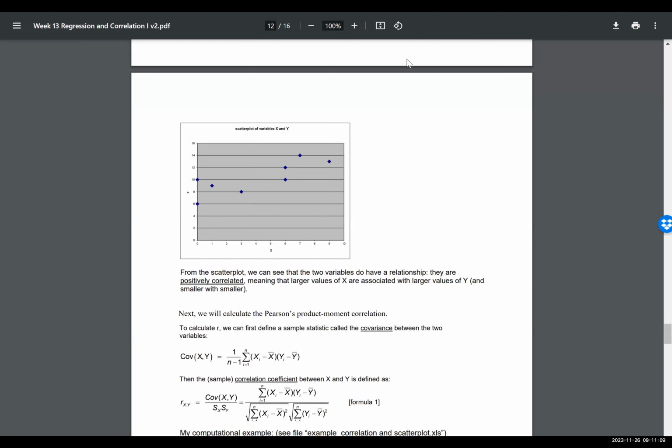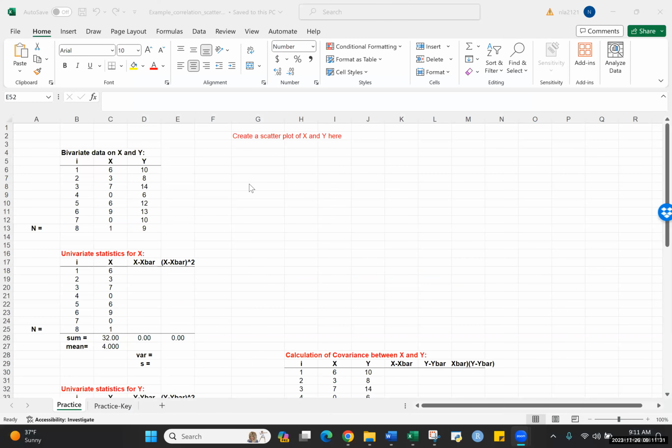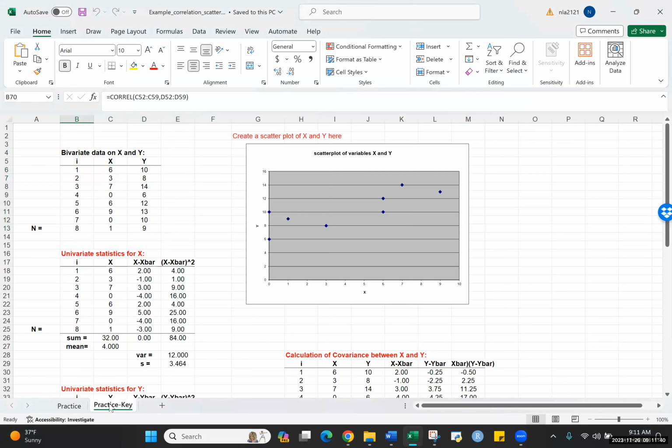I wanted to make sure that I gave you an Excel sheet because Excel is probably how I recommend computing this, but you'll see that I will also make sure I'm sharing my whole screen. You'll see that I also show you how to do this in SPSS. Okay, so here is my X and my Y, and this Excel sheet has practice and practice keys.